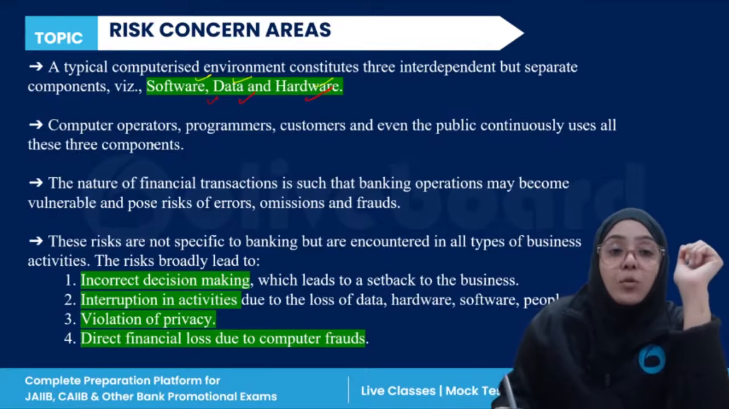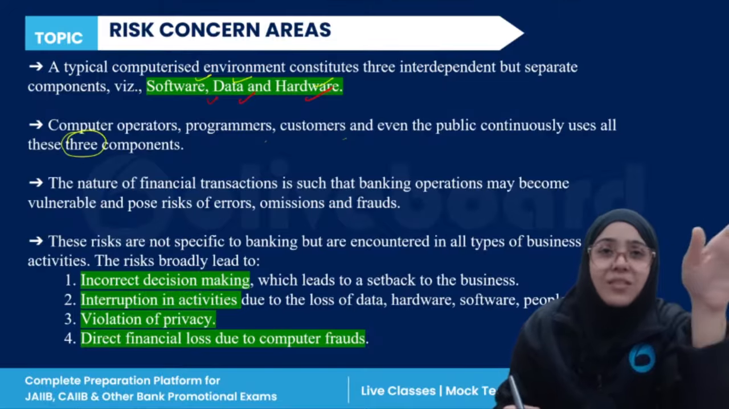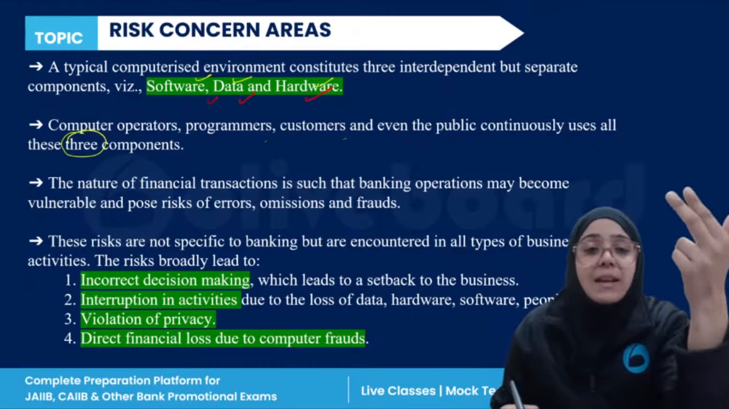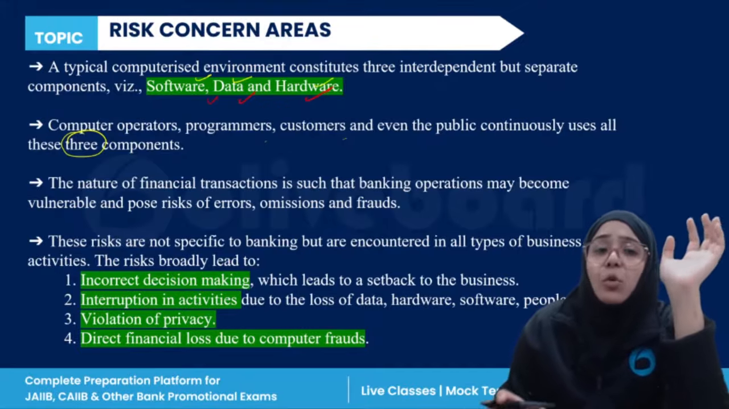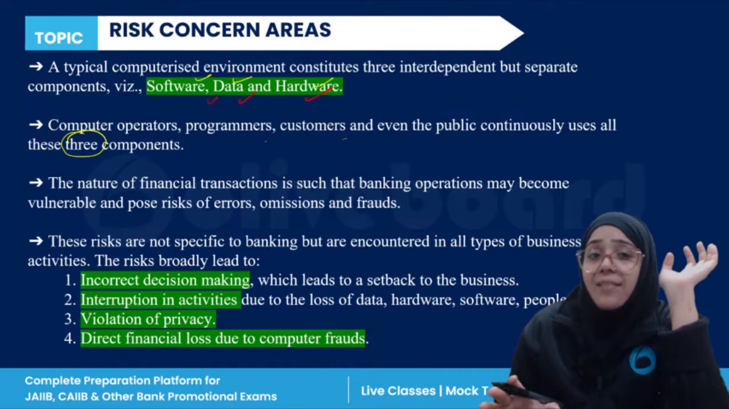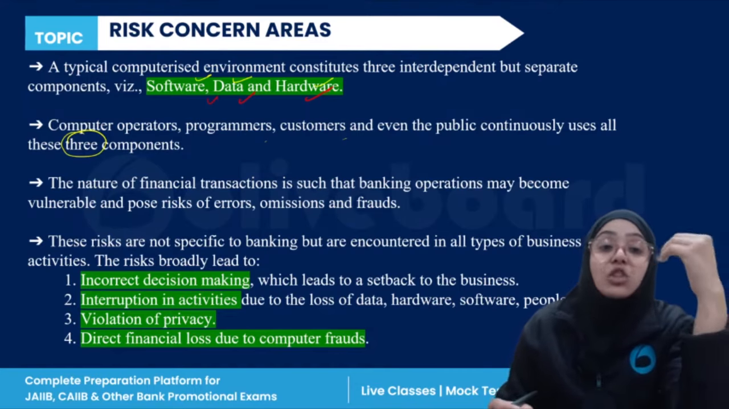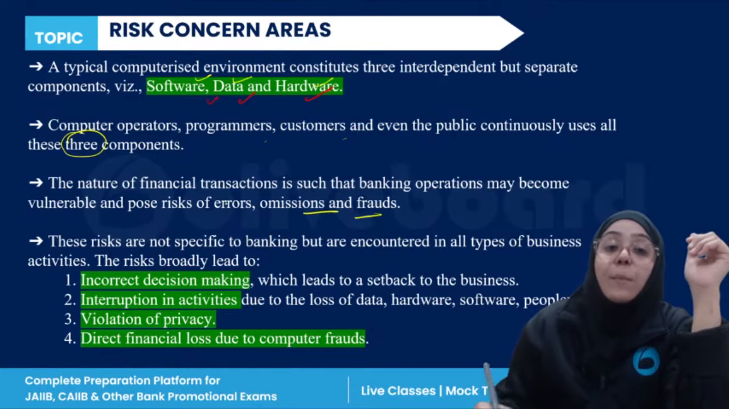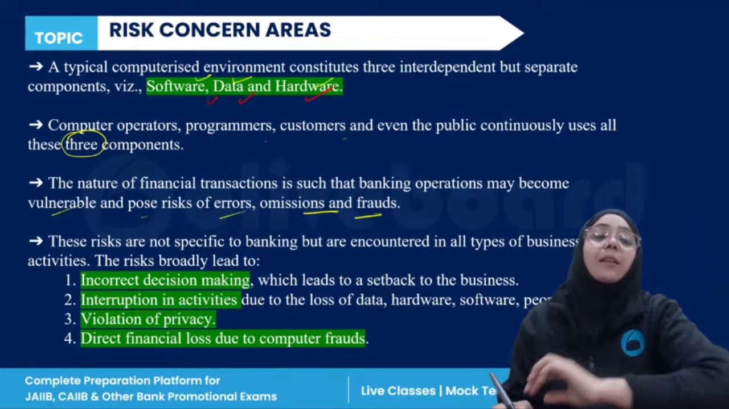Computer operators, programmers, customers, and even the public continuously use all three components. So these three components, software, data, and hardware, are used by everyone, and so there are chances of frauds, omissions, errors, risk, and vulnerability, because these are very sensitive areas.